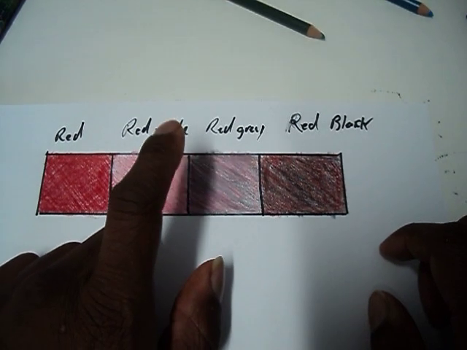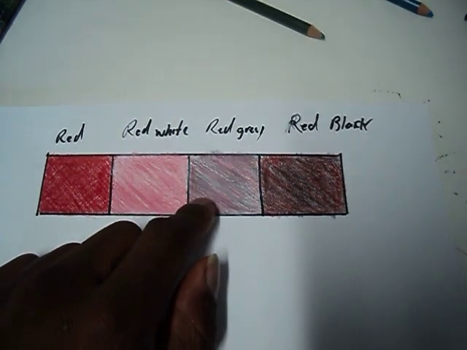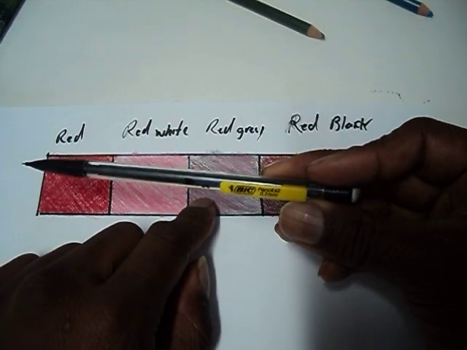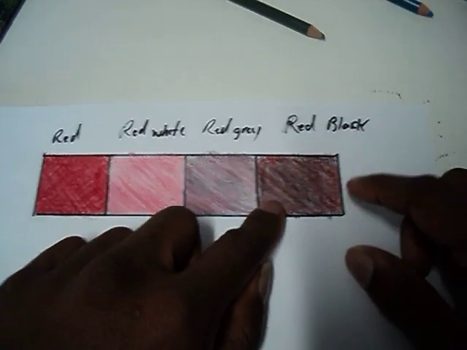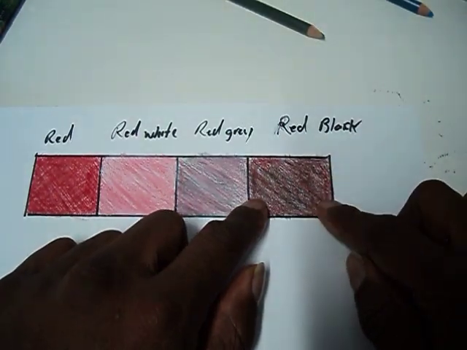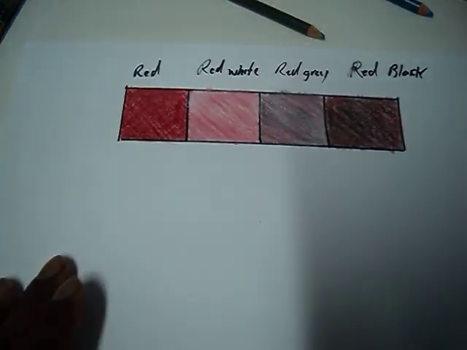Alright, so again, we have red, we have red and white, we have red and gray, which is basically red, white, and black. Or like I said, if you have to, you can just use a pencil to add gray automatically to it. And then we have red and black. Now we're going to go to the other color.